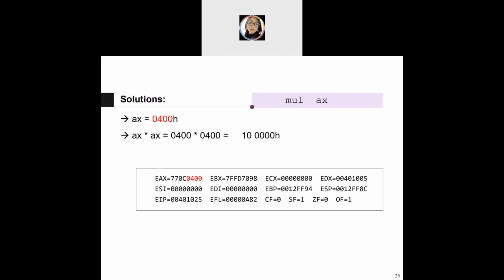So when you have AX, let's say the AX value is 0400H. This is the initial value inside your AX register. When you execute this MUL AX, it means that you're going to multiply it. AX multiplied by AX equals this value. You're going to multiply 2 times. So you're going to get 100000 hexadecimal.